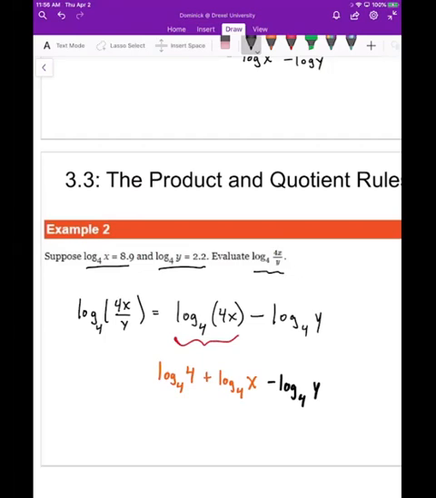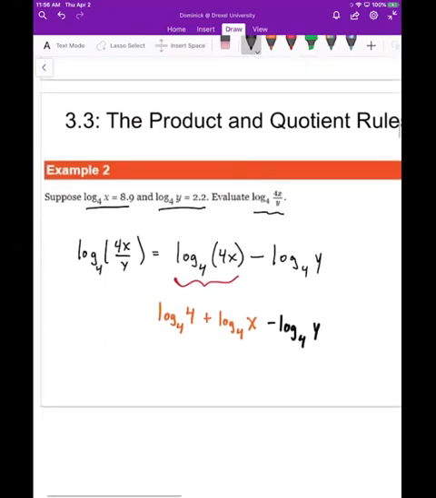Well, now everything is in a way that we can find it, right? Log base 4 of 4 is 1, because that's saying what power of 4 gives you 4, and of course that would be a first power. Log base 4 of x was one of the given pieces of information. We were told that that's 8.9.